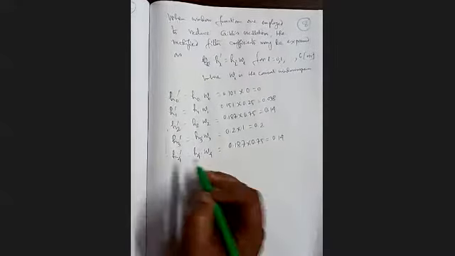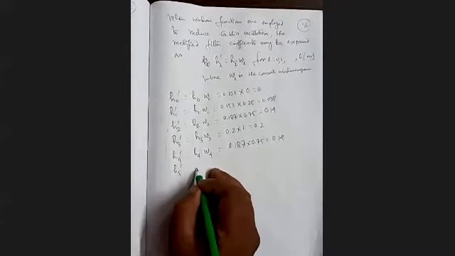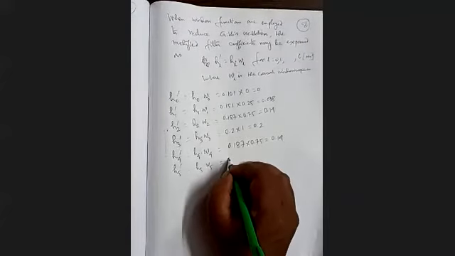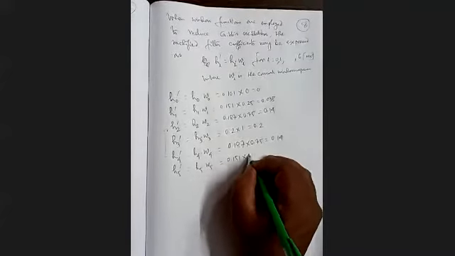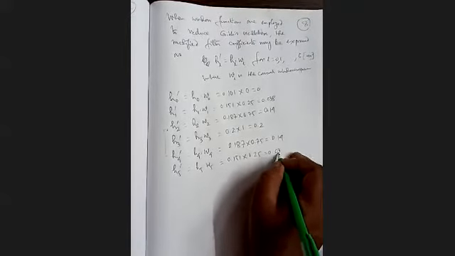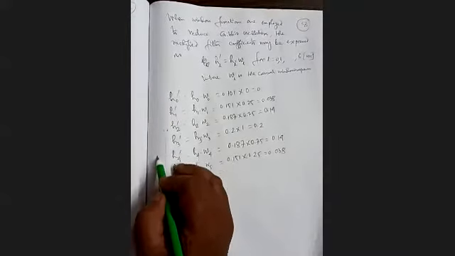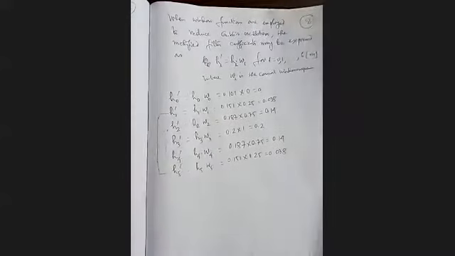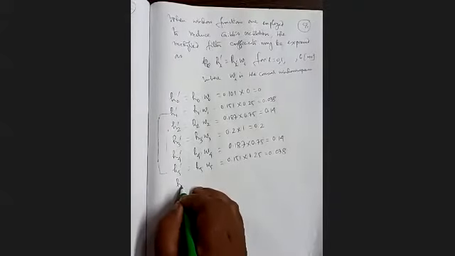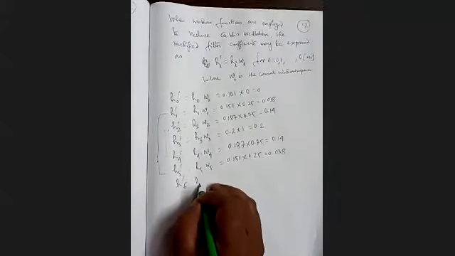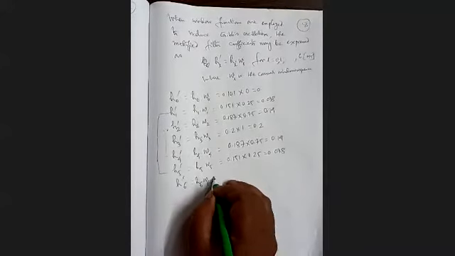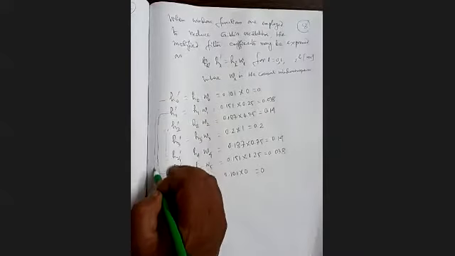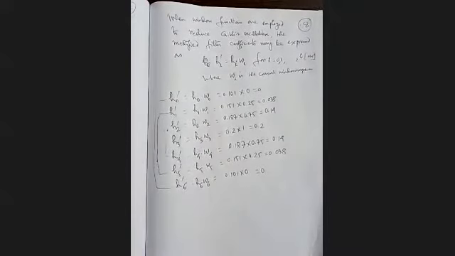So this is having symmetrical. Then H5 dash is H5 into W5, which is 0.151 into 0.25, which is 0.038. So this is having this symmetry property. And H6 dash equal to H6 into W6, 0.101 into 0 equal to 0. So this is symmetry property.